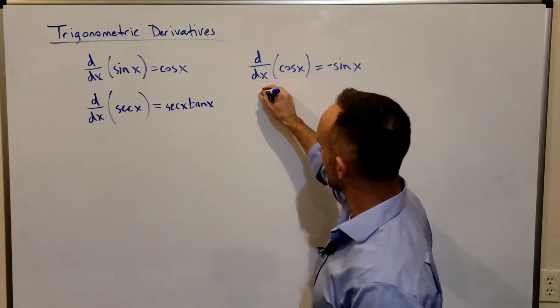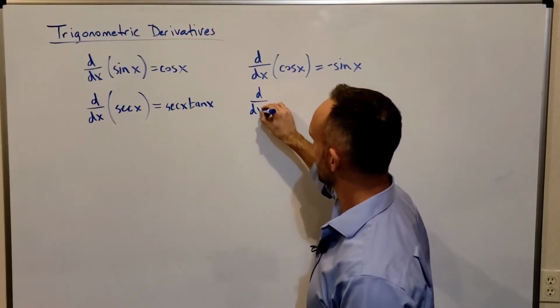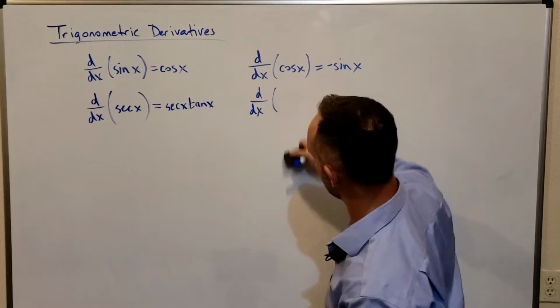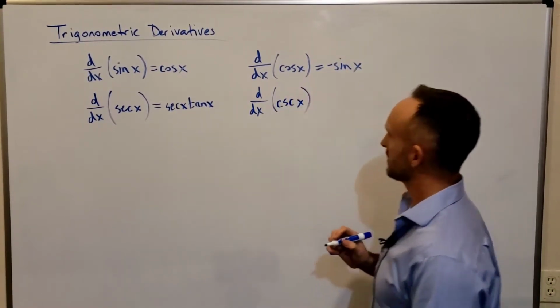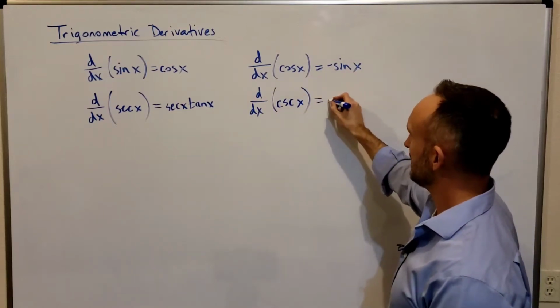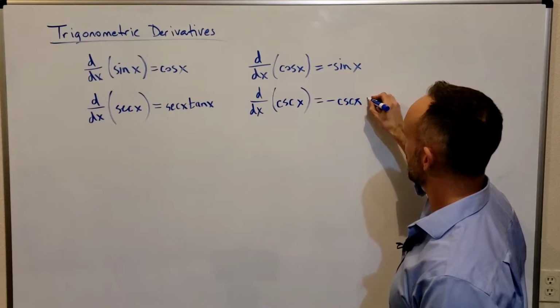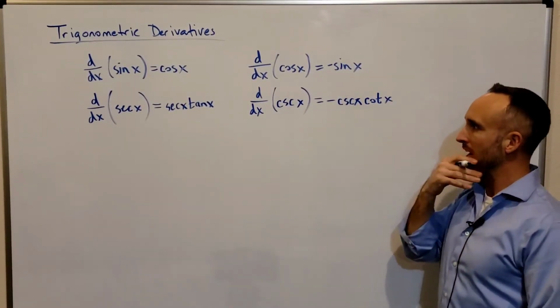And then over here, I will look at the co-version. So instead of secant, I'll look at cosecant. And I always have trouble writing cosecant for some reason, even after all these years. The derivative of cosecant of x is negative cosecant x cotangent x. Okay? So maybe you're starting to see a pattern.